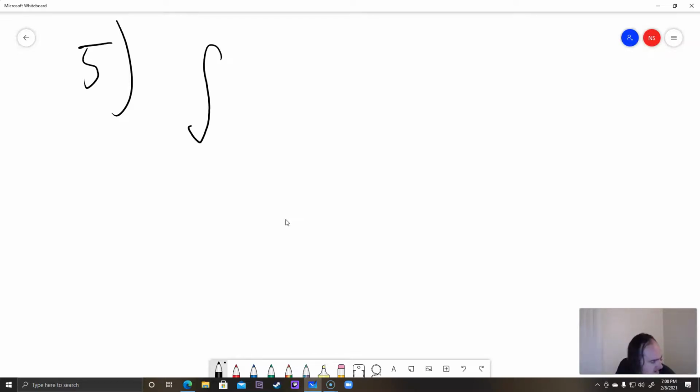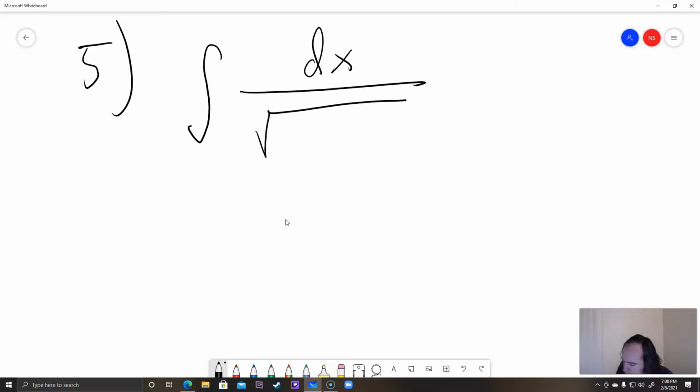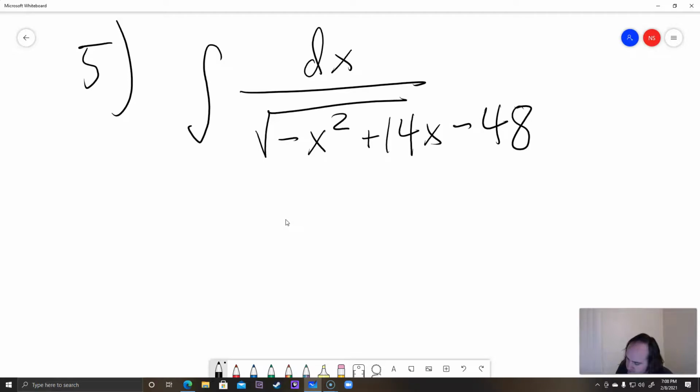So this one is the integral of dx all over the square root of negative x squared plus 14x minus 48. Okay, the integral of dx over the square root of negative x squared plus 14x minus 48.